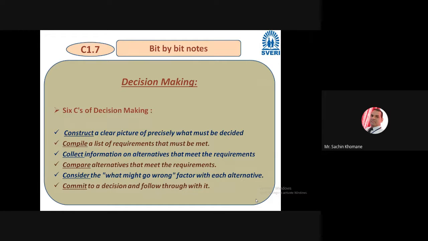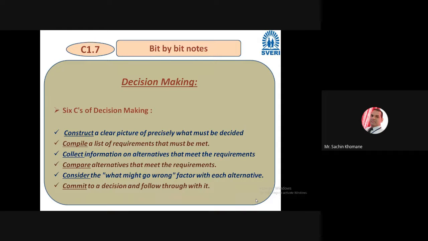Then you have to compile a list of requirements that must be met. So you have to start making a list, and you have to write like this thing I want to meet. This is a requirement of the organization, and this should be met through this kind of decision. So you have to start making a list. The next C is collect the information on alternatives that meet the requirements. You have to start collecting the information of alternatives, or options you can say. So start collecting information of options that meet the requirements. Actually, you are making a decision for a requirement only. Some requirement is there, that's why you are making the decision.